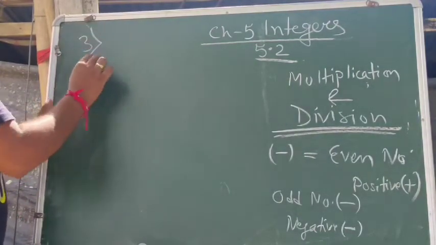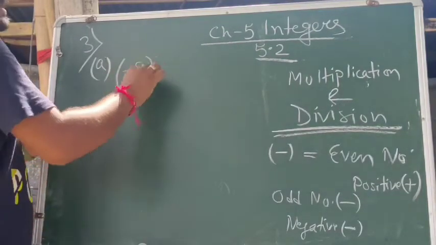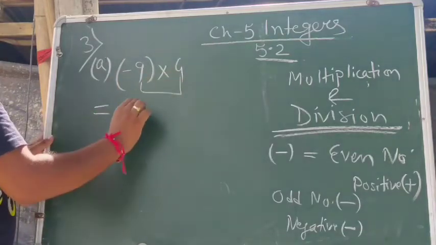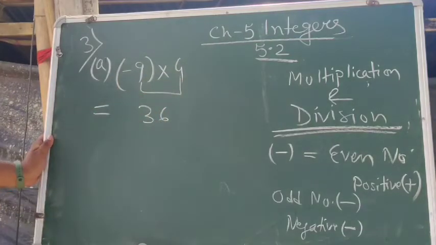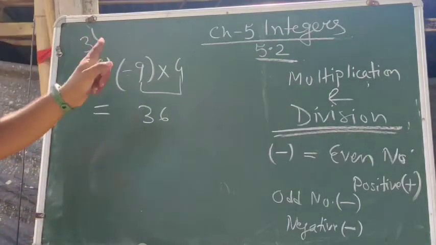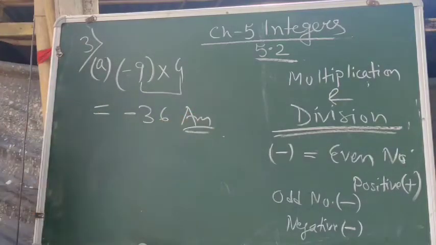So number 3a, you are asked to multiply. What is the question? Minus 9 into 4. First you multiply 9 into 4, how much? 36. Yes or no? 9 times 4 is 36. Now what is the sign? How many negative signs are there? 1 minus sign, that means odd. Since there is 1 minus sign, you have to give the negative sign. This will be your answer, minus 36.